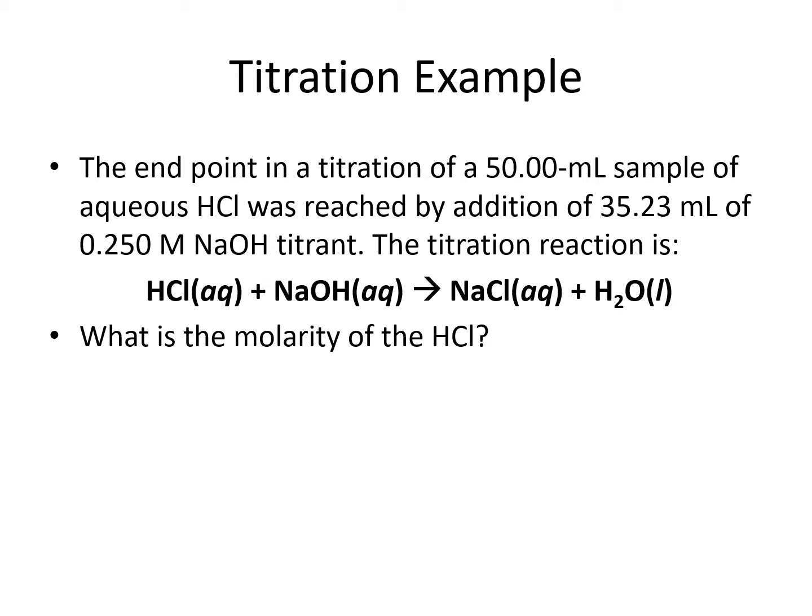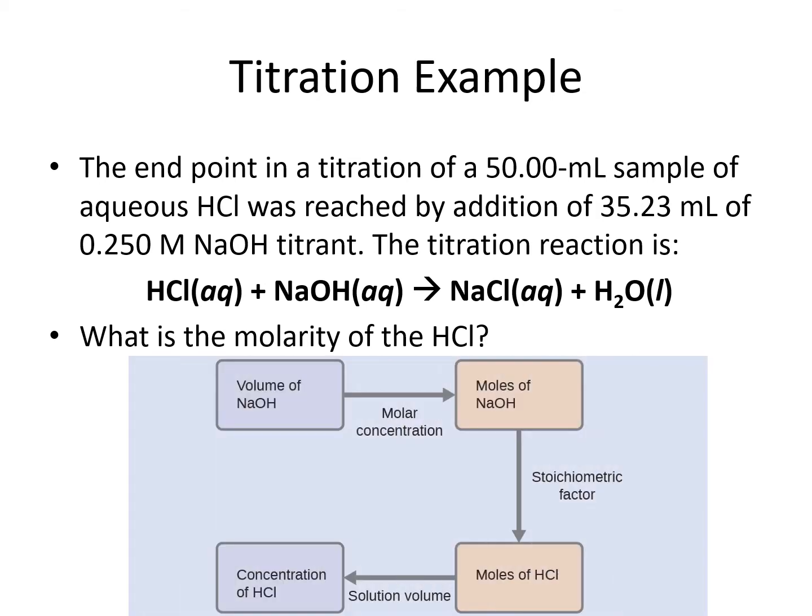Here's an example calculation for a titration. We're told that we had a 50 milliliter sample of hydrochloric acid. When we got to the end point of the titration, 35.23 milliliters of 0.250 molar sodium hydroxide had been added. We're also given the equation for the reaction. HCl aqueous plus NaOH aqueous yields NaCl aqueous and H2O liquid. We want to find the molarity, that is the concentration, of the hydrochloric acid.